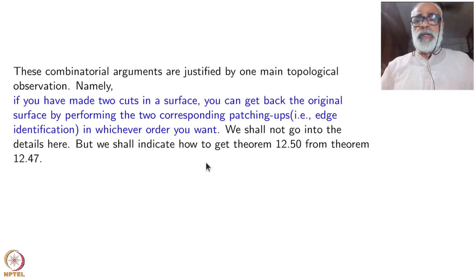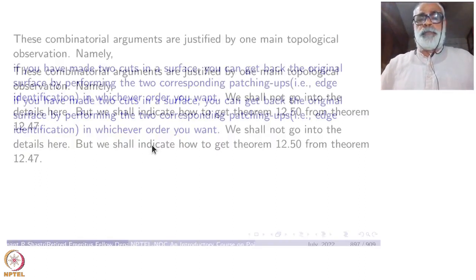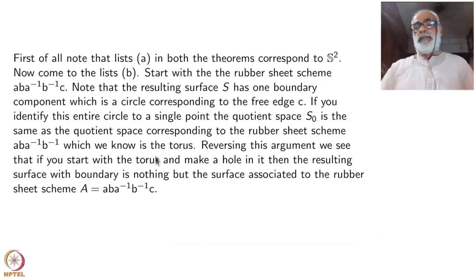We shall not go into the details here, but we shall indicate how to get 12.50 from 12.47 now. So that is the main thing. There are two different descriptions. I want to relate them somehow. First of all, note that list A in both the cases corresponds to S2. There is an A here, there is an A here. They are the same. They will give you S2.